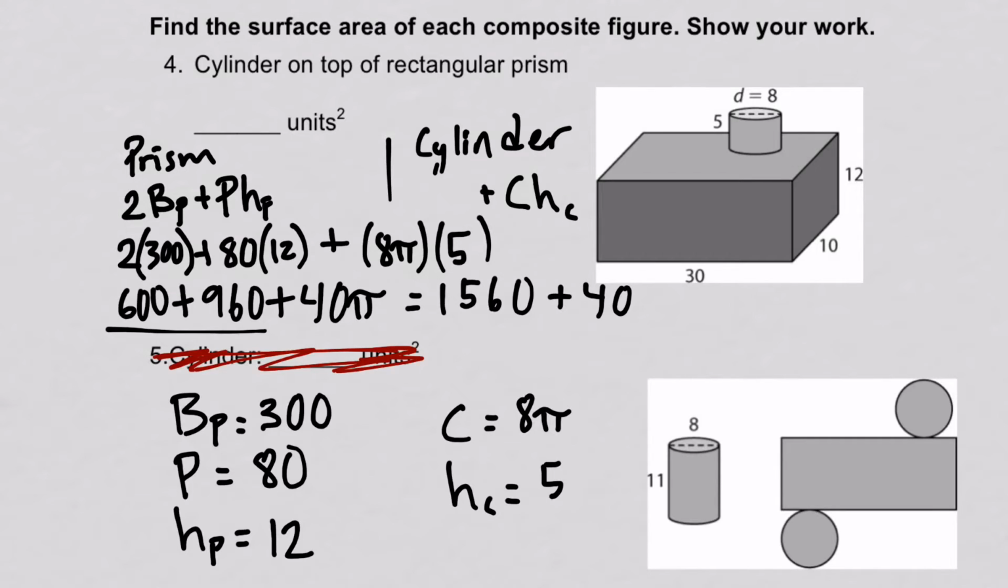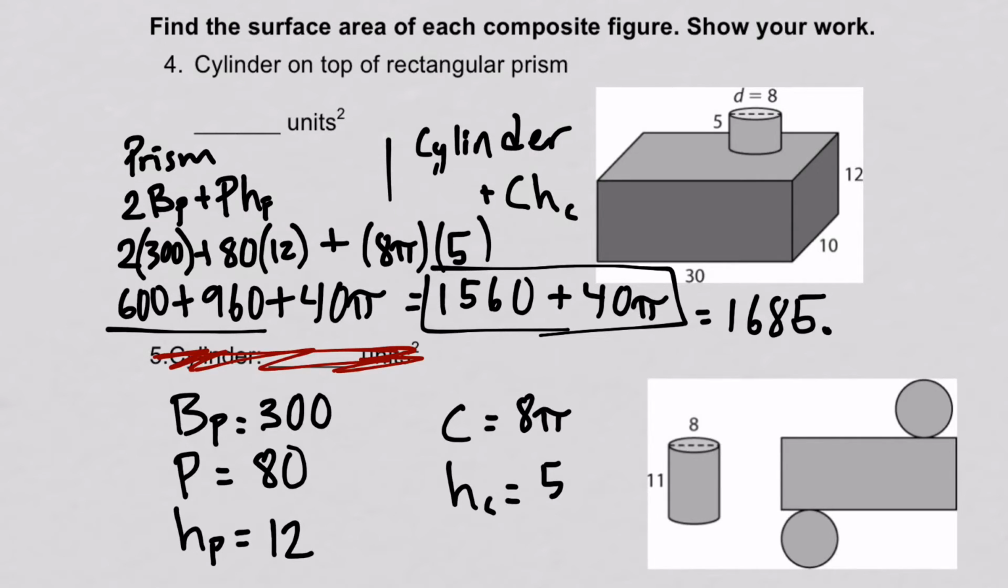plus 40 pi. Now, if it says leave your answer in terms of pi, then you're done. But if it says round your answer to the nearest tenth or the nearest hundredth or whatever it says, then go ahead and do this calculation. Find 40 times 3.14 for pi, and then add 1560. So in that case, use a calculator here, it would be 1,685, and then to the nearest tenth, let's leave it as 0.7 or 7/10. Okay, square units, of course. It doesn't say what kind of units we have, but it's square units.